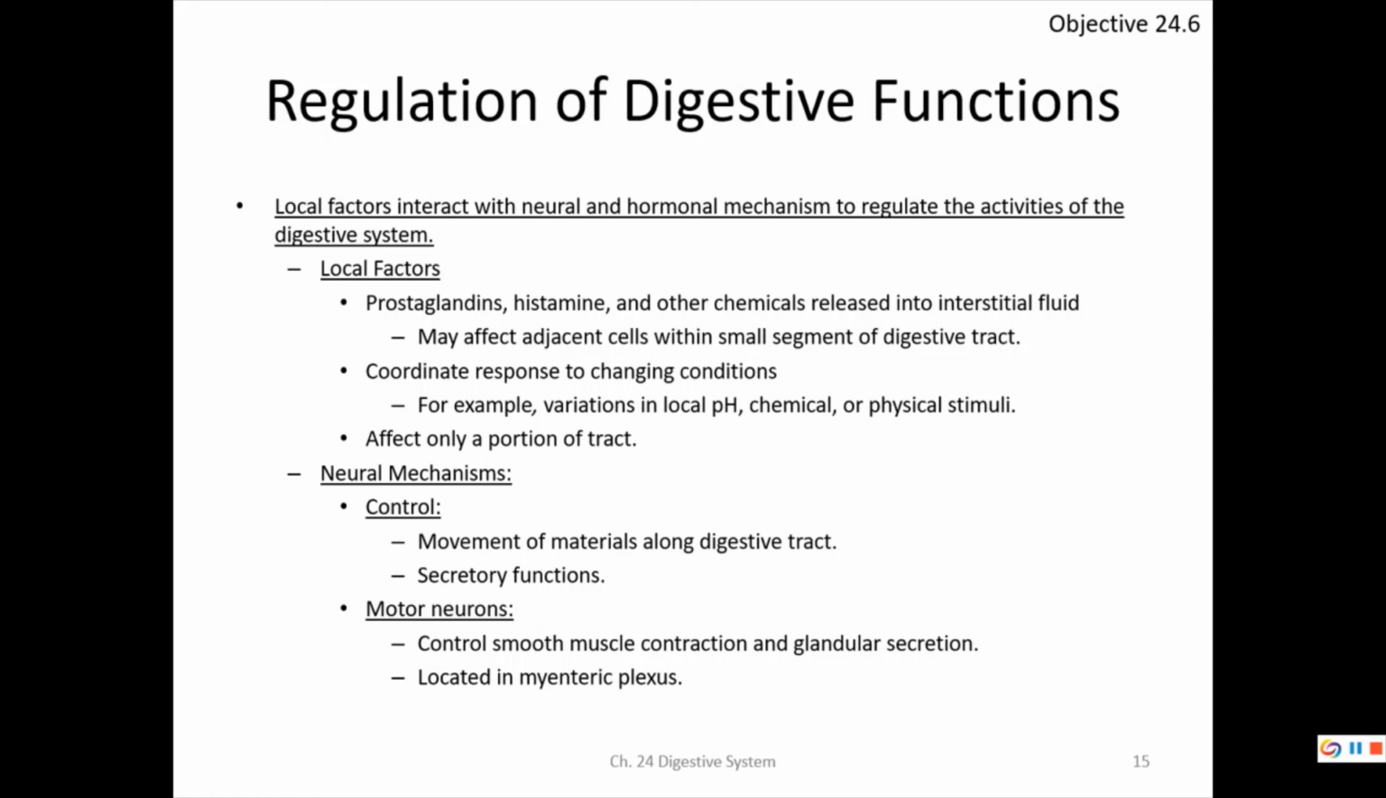So your neural mechanisms control movement along your digestive tract. Neural mechanisms can control the movements and secretions. Motor neurons, for example, control how muscles contract and how glands secrete. So it's motor neurons doing that. I can always rewrite that a little bit to make it clearer, neater, and nicer. But it's in places called the myenteric plexus. Those are the neurons that control those things.